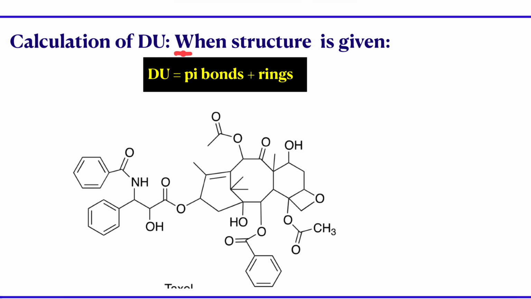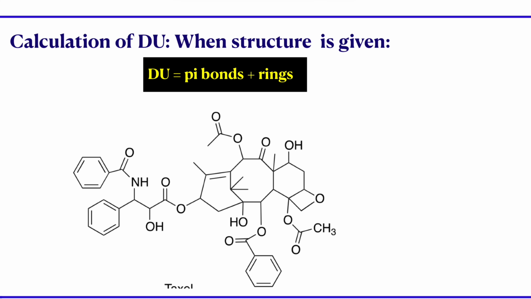The first one, when the structure is given. Second category, when the molecular formula of the compound is given. If you want to calculate the degree of unsaturation from the structure of the organic compound, you have to just take the sum of two parameters: the number of pi bonds and the number of rings. You can easily identify the pi bonds. You can also identify the rings. If you take the sum of these two, that is called the degree of unsaturation.